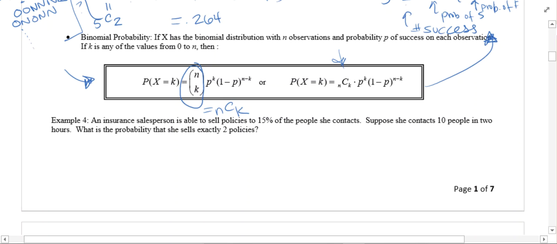Okay, so let's try some problems. An insurance salesperson is able to sell policies to 15% of the people she contacts. Suppose she contacts 10 people in 2 hours. What is the probability she sells exactly 2 policies?